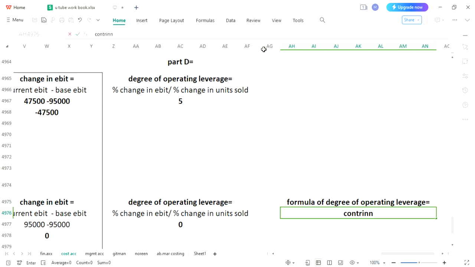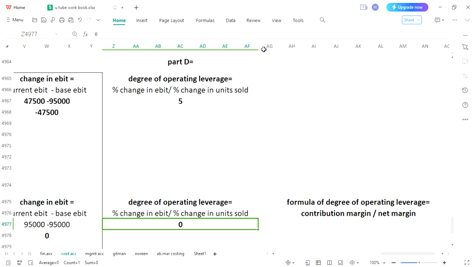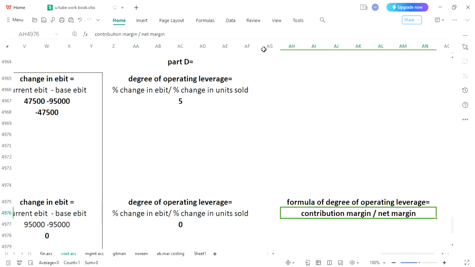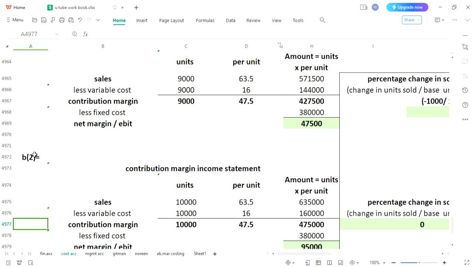Just get the contribution margin, divide it by the net margin, and you will get operating leverage. We have already calculated this operating leverage over here with the help of the previous formula and with the help of percentages, and now we are going to calculate this with the help of a formula. So get back to the question. This was your B2 where there are 10,000 units, and we have two calculations, contribution margin and net margin.